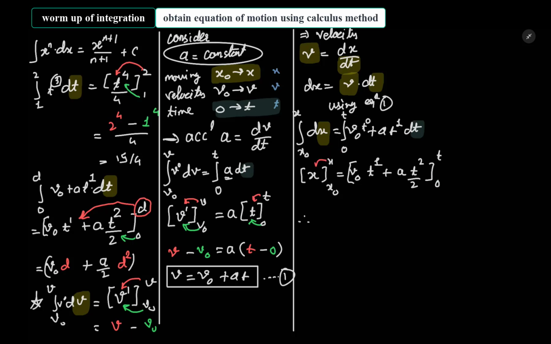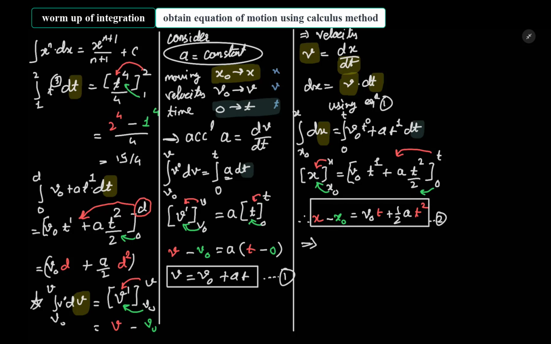Now let's substitute the upper limit. So we'll get x minus, the lower limit is x0. Similarly, on the right hand side, from the upper limit we will get v0 t plus half a t square, and if we substitute the lower limit we will get 0, so we don't have to worry about it. So we can say here we get our second equation of motion. Let's go for the last equation of motion.